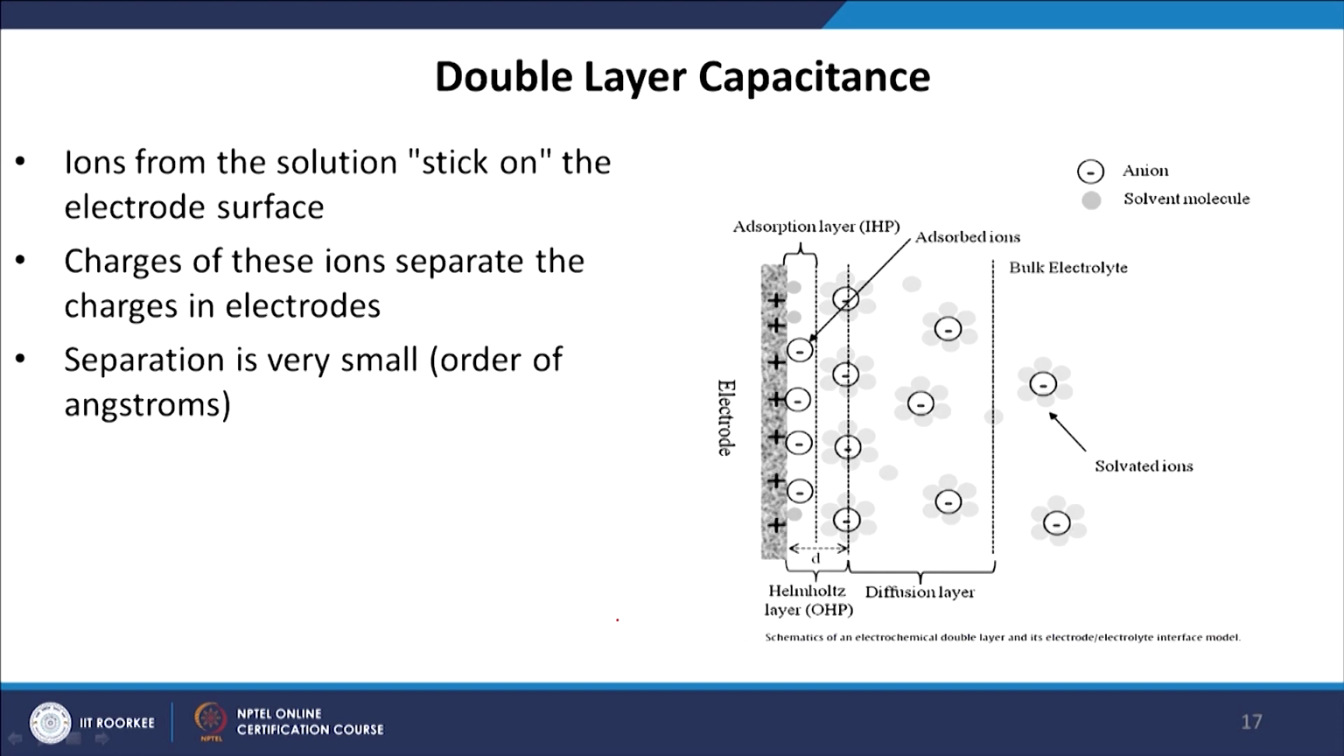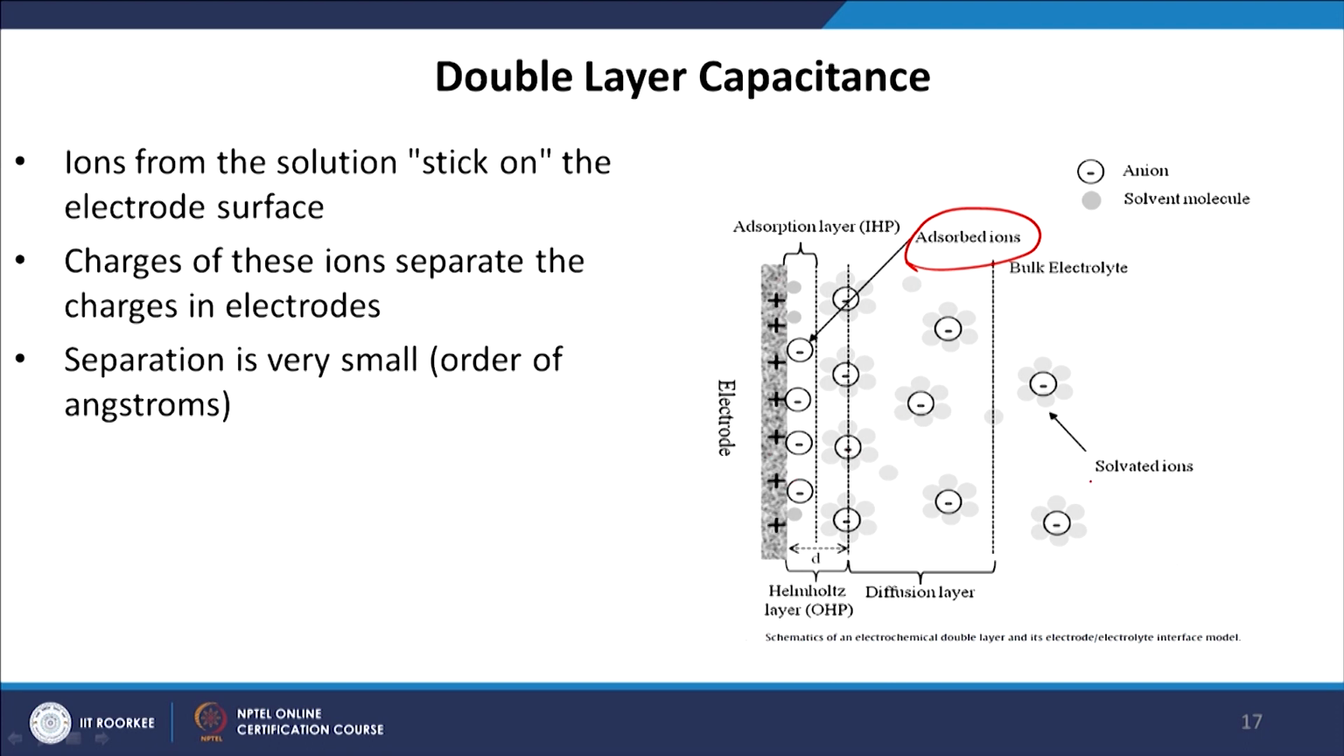Now, what is double layer capacitance? Look at this schematic of an electrical double layer and its electrode and electrolyte interface model. Here I have an electrode, and you can see that this electrode behaves like an adsorption layer. There are positive charges which lie at the electrode, and just on the electrode there are negative charges. What are they? They are adsorbed ions. So these negative charges are adsorbed ions, and the electrode is positively charged.